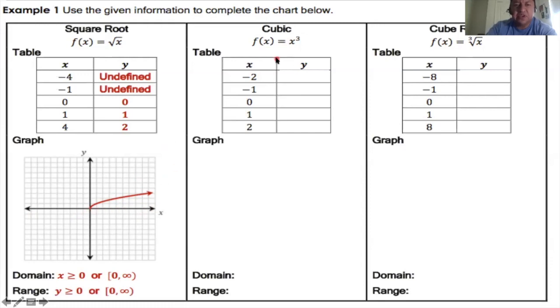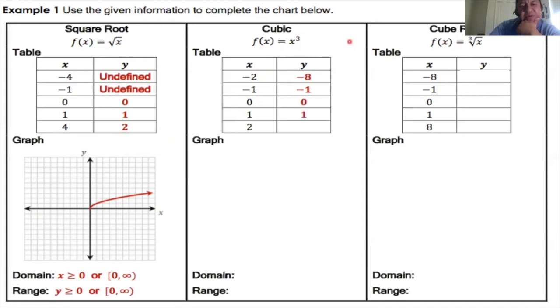Do the same thing for the cubic function. -2 to the third power would give you -8. -2 times -2 times -2. -1 to the third power would give you -1. 0 to the third power would give you 0.